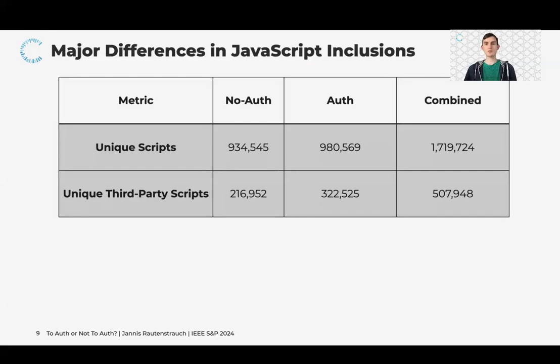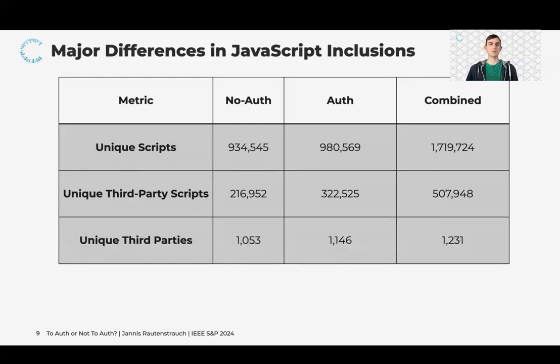And not only the number of scripts is much higher, also the number of unique third parties that we saw in the states is higher. Interestingly, however, we also saw that quite a few third parties were only seen in the non-authenticated state. So after you authenticate, the website seems to not use them anymore or not expose you to them anymore. So depending on your research question, it might not be enough to look at the authenticated state, but you might have to look at both states and then look at the union of used third parties.